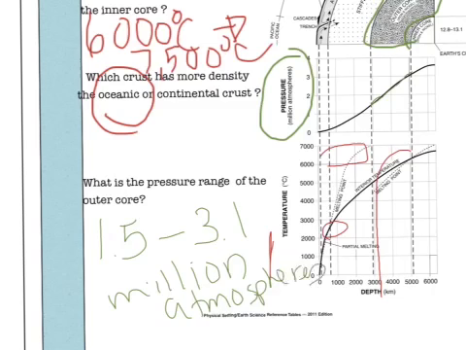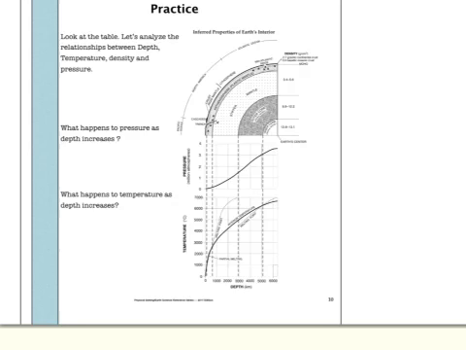Now let's look for relationships within the variables: temperature, pressure, depth, and density. Let's analyze the relationships. The first question, what happens to pressure as depth increases? So depth increasing, you're looking in this direction. Let's look at the crust, the mantle, the outer core, and the inner core. So we begin reading down here. As depth moves from 0 kilometers all the way to 6,000 kilometers, I'm looking at the pressure chart indicated right here.